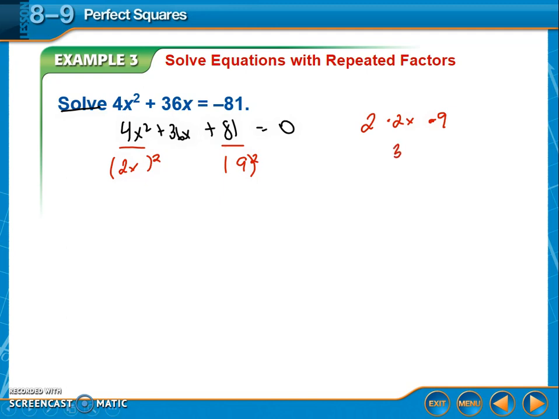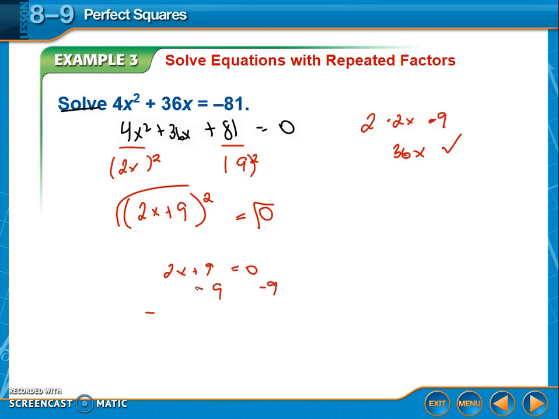And that is 36x. So this one is a perfect square. So I can say that this is going to be 2x plus 9 squared. But this was equal to 0. So solving this, I'm going to take the square root of both sides to get rid of that squared. I'm going to get 2x plus 9 equals 0. And then I subtract 9. I get 2x equals negative 9. Divide by 2, and I get x equals negative 9 over 2.